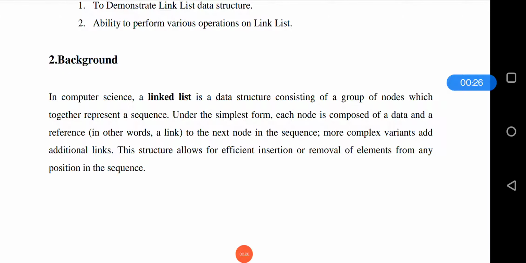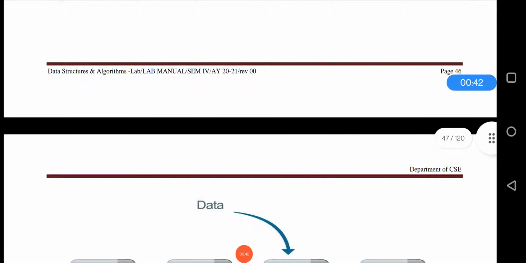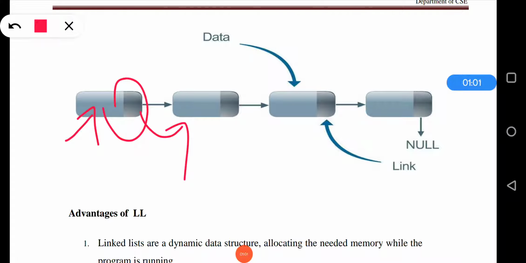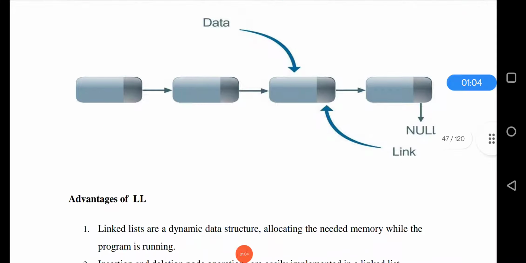In computer science, the linked list is nothing but the data structure that we all know, which consists of a group of nodes which together represent a sequence. Each node is composed of data and a reference, that is, a pointer to the next node in the sequence. See over here, this is the linked list. The first part contains the elements, that is the exact data, and this particular part contains the pointer which is pointing to the next element. So that is a linked list.